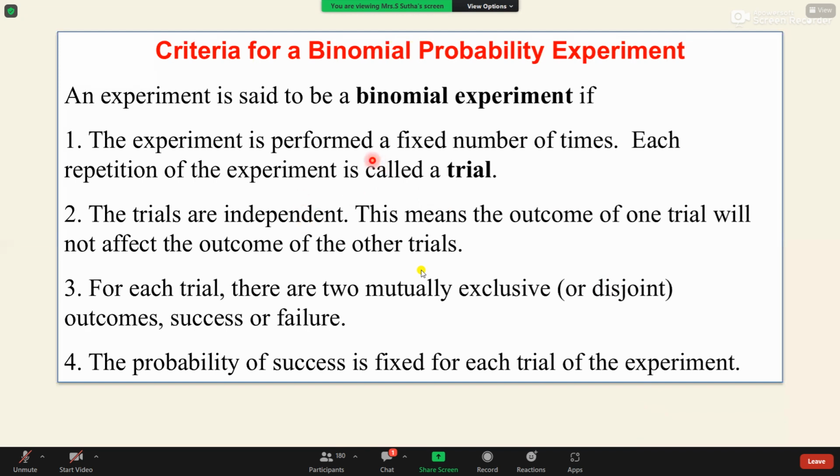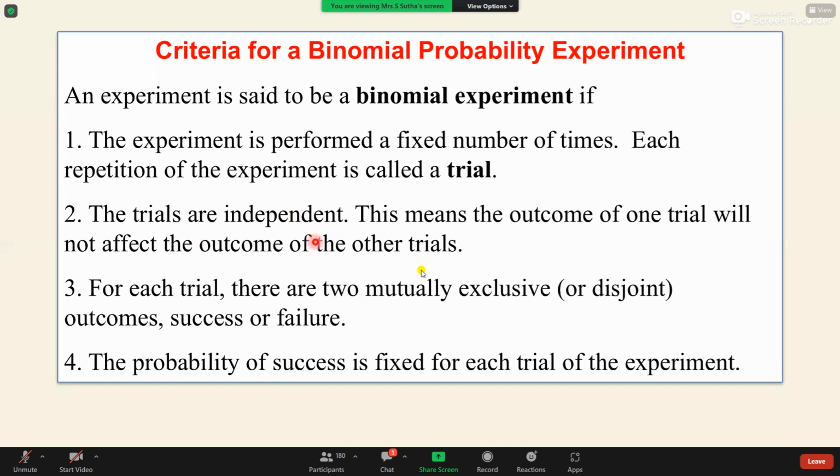So these four are the characteristics, or conditions, of the binomial experiment. If we want to call a particular random experiment a binomial experiment, then you have to check these four criteria. That means there should be a fixed number of trials, which is denoted by n.